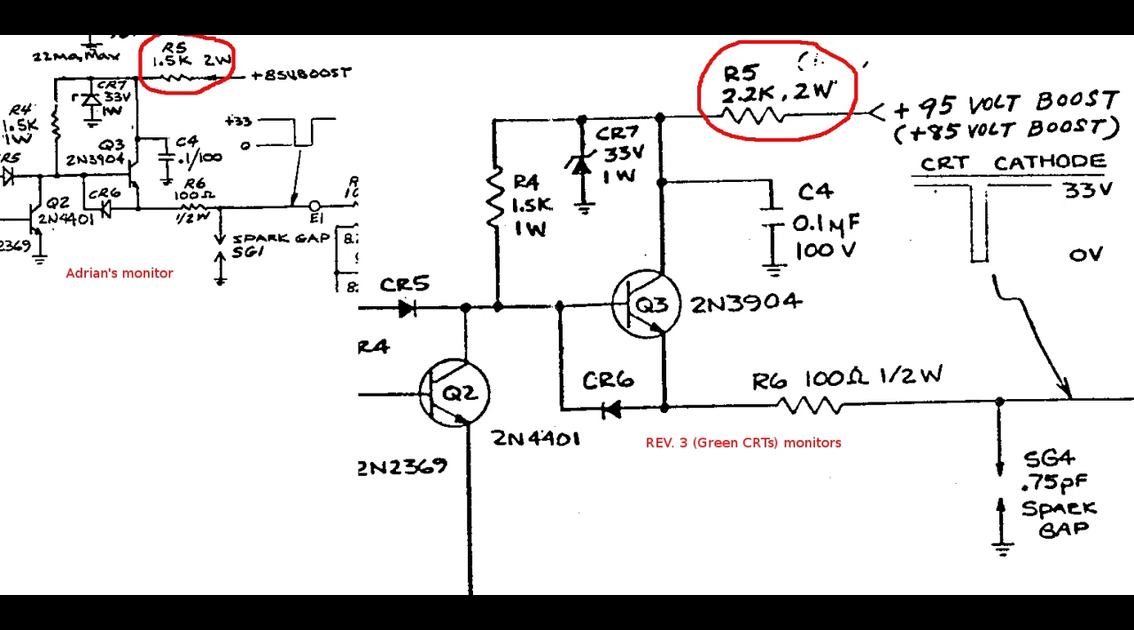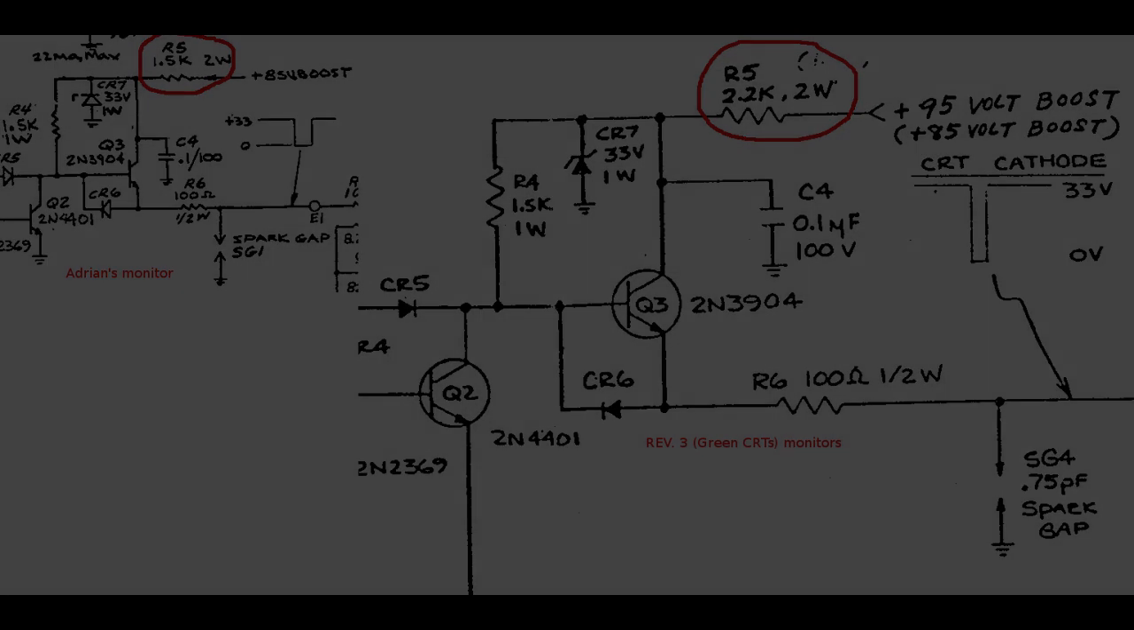In fact, substituting a 2.2 kΩ resistor on Adrian's monitor didn't make any change to the faint spot. But then, why did Commodore make this resistor change? Let's do some calculations on the current through the 33 volt zener.